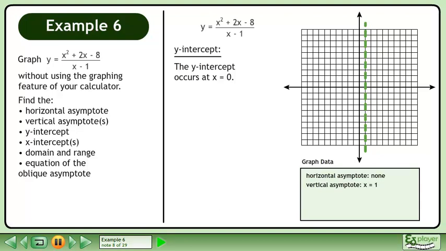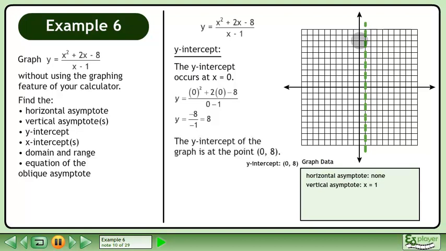The y-intercept occurs at x equals 0. Plug in 0 for x. This evaluates to 8. The y-intercept of the graph is at the point (0, 8).